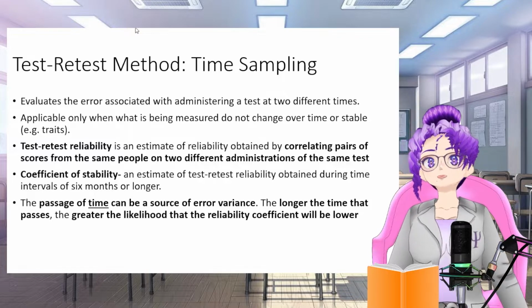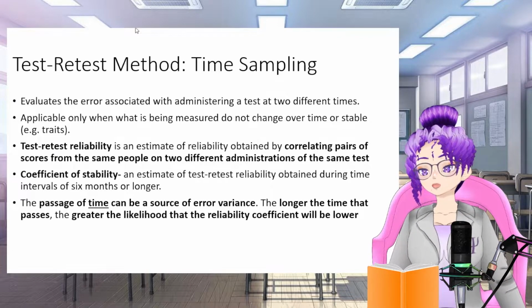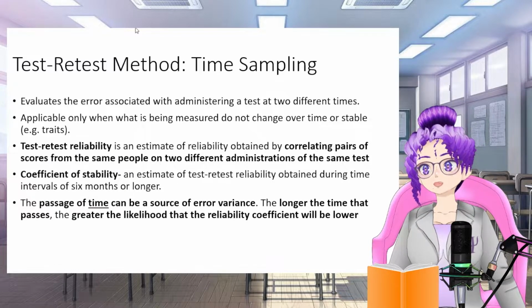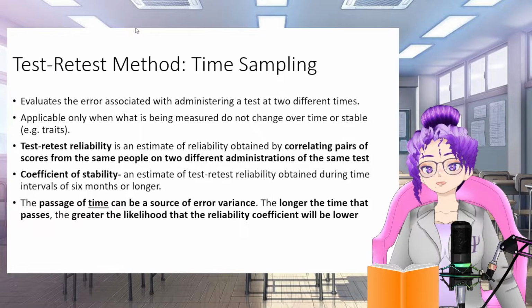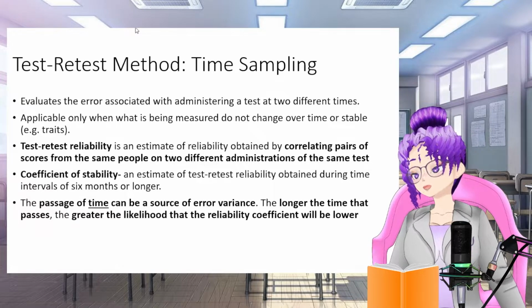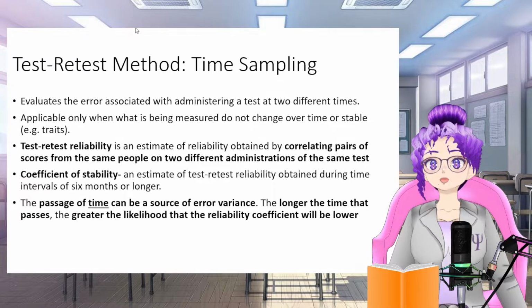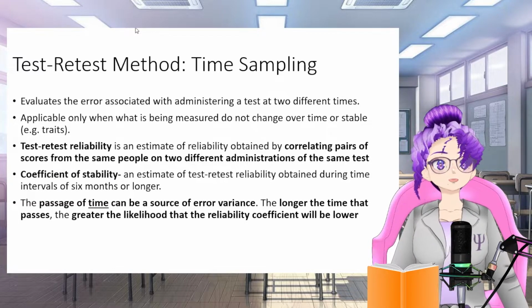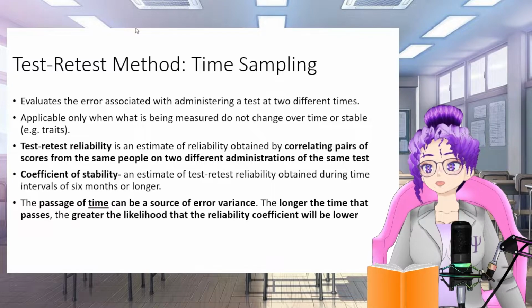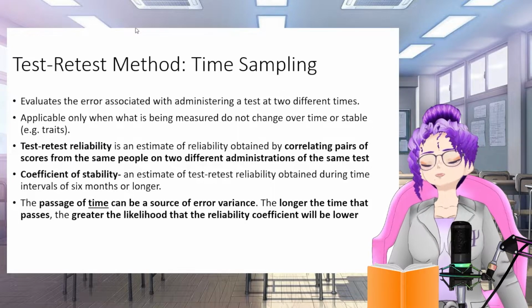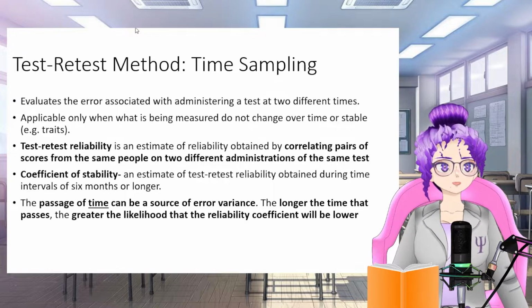Test-retest reliability is an estimate of reliability obtained by correlating pairs of scores from the same people on two different administrations of the same test. It is called the coefficient of stability. This is the estimate of test-retest reliability obtained when the time interval is six months or longer. The passage of time can be a source of error variance. The longer the time passes, the greater the likelihood that the reliability coefficient will be lower.